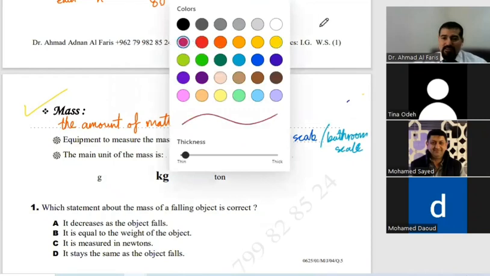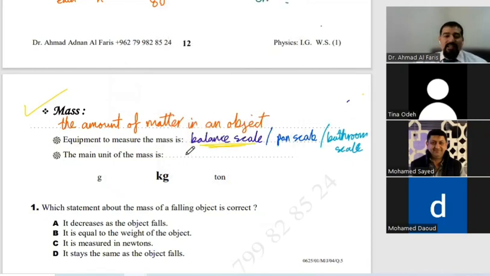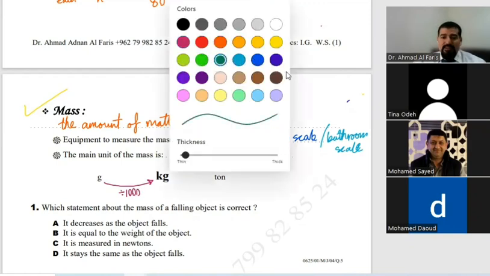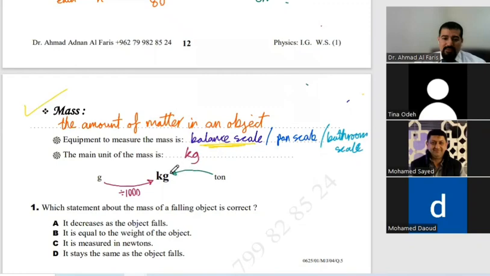And the main unit that we measure the mass in is what? Kilograms. The main unit is kilograms. Yes, of course, there's grams, and we have to know how to convert from grams to kilograms. Now, the word kilo, as I told you before, kilometer, kilonewton, kilojoule, kilowatt, kilo means 1,000. So if I want to convert from something small to something big, from gram to kilogram, I need to divide by 1,000. But if I need to convert from tons to kilogram, I need to multiply by 1,000. Exactly.